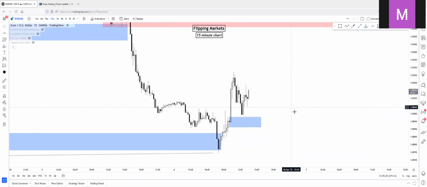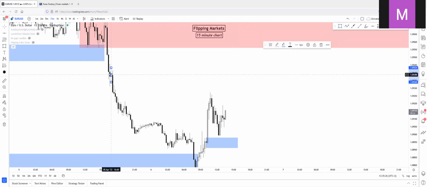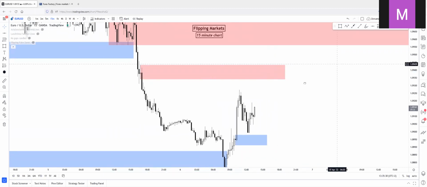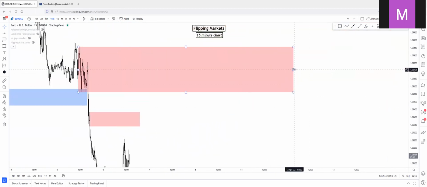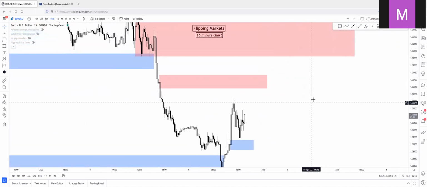Okay, so what else can we see? We can see that we have a decisional 15-minute zone right here, as you can see. And let me just change the color. What can we do with this zone? Let me just close this 4-hour zone a little bit. What can we do with this decisional zone? Can we expect a reversal on this zone? Can we expect a change of character and short continuations on this zone?